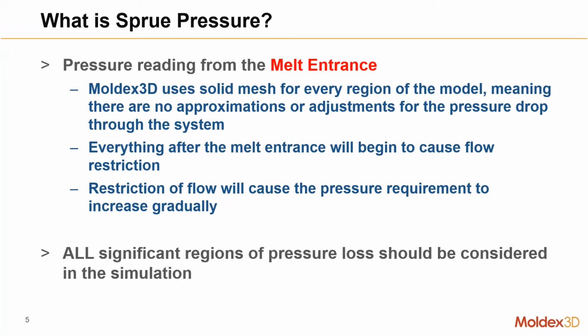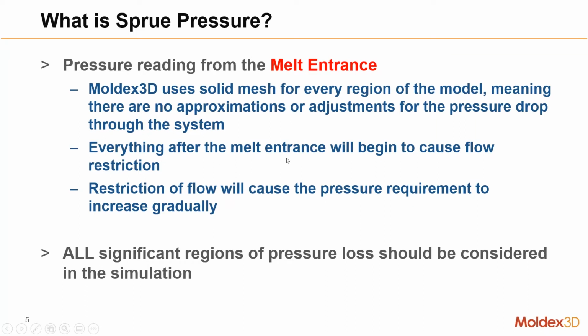MoldX 3D uses solid mesh for all facets of the simulation, so anything that's modeled in MoldX 3D will be tied to this pressure drop as long as it's dealing with the melt system, that being the runner and the parts. So everything that's modeled in, there's going to be no approximations, no adjustments, no assumptions or anything like that. The solid mesh is used directly to calculate the pressure drop through the system, that being, again, the runner and the part traditionally.